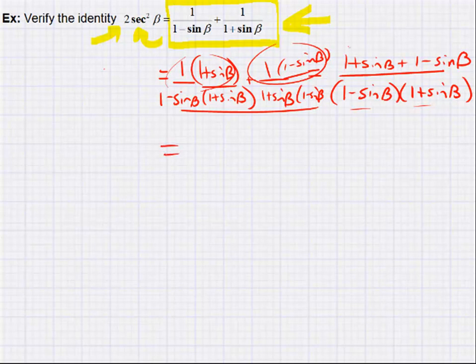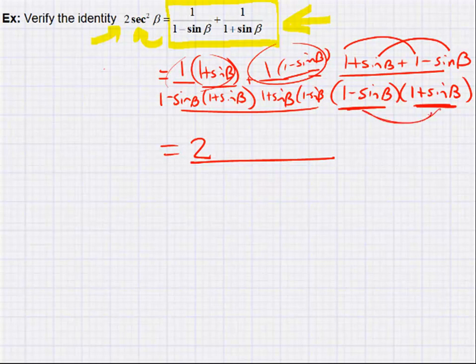So what do I get? I get 1 and 1 is 2. I have sine beta and a minus sine beta cancel. So that's my numerator, 2. The denominator is 1 minus sine beta times 1 plus sine beta. But if you look, those are the conjugates of one another. If I multiply them together, I get 1 squared minus sine squared beta.